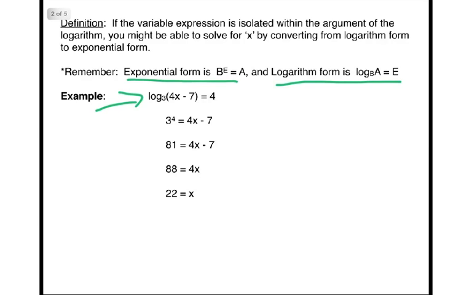Log base 3 of 4x minus 7 is equal to 4. We can just rewrite this logarithmic expression as an exponential expression because it really says 3 to the power of 4 is equal to 4x minus 7. And that's what I've written down. 3 to the power of 4 is equal to 4x minus 7. So you evaluate 3 to the power of 4 is 81, and then solve for x, and x equals 22. That's the answer to our original logarithm equation.